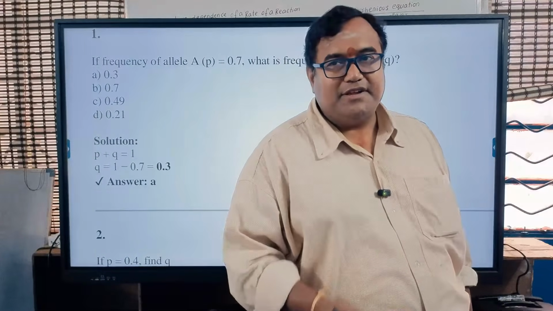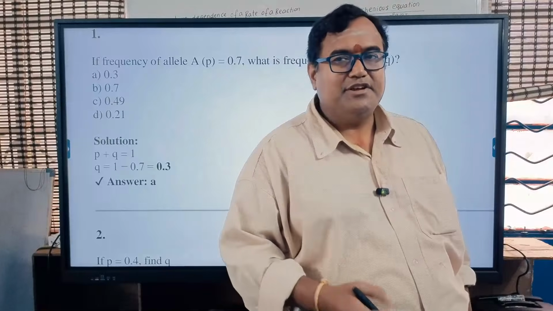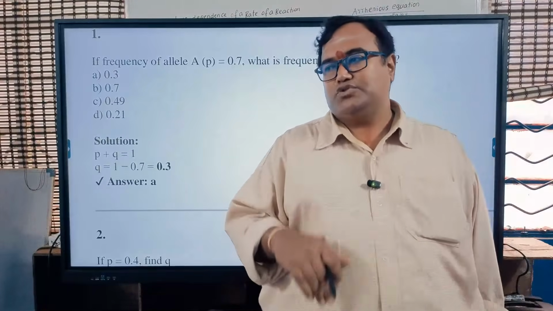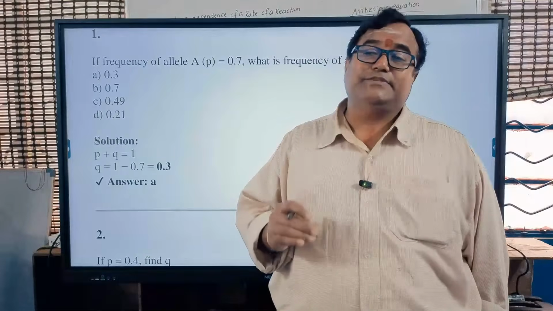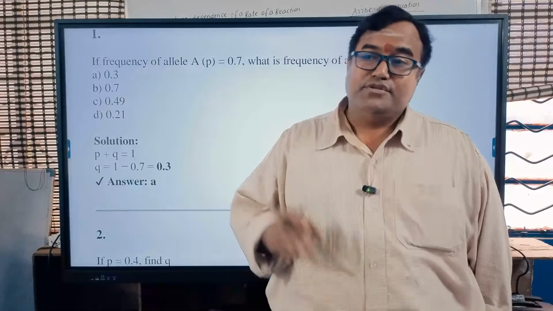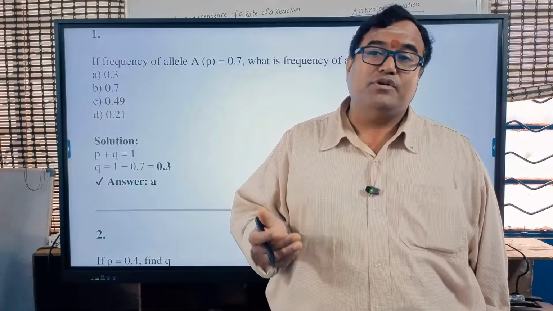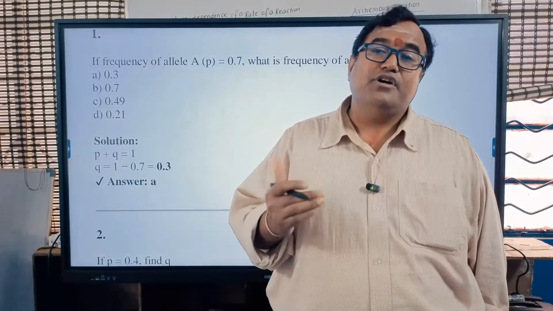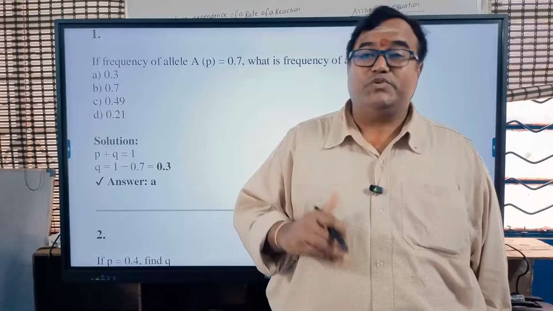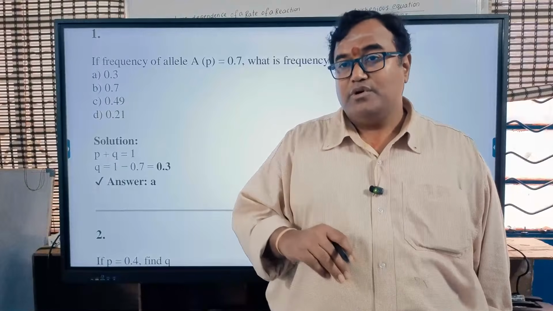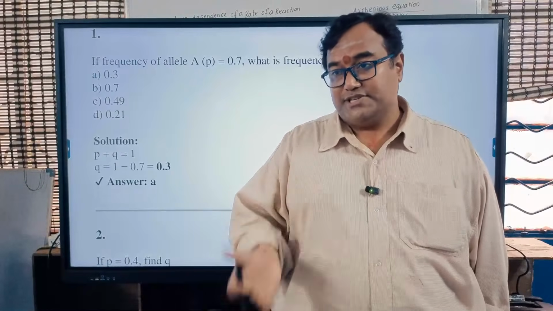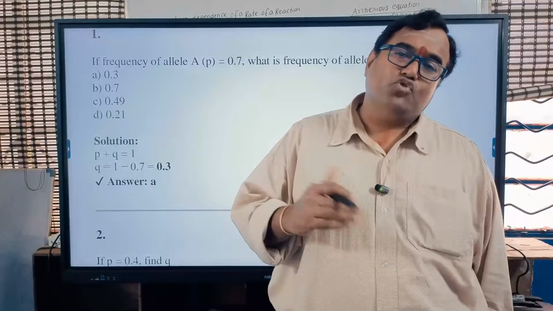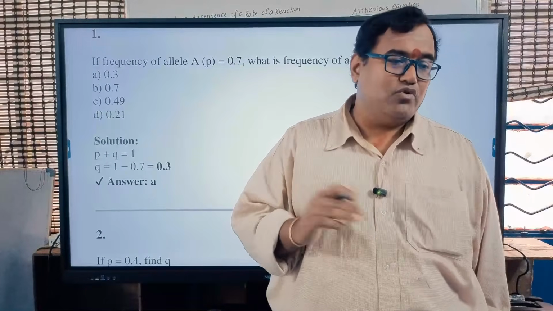What we studied in lower grades, the same thing is used as (p + q)² = p² + 2pq + q². The p² explains the dominant homozygous, q² explains the recessive homozygous, and 2pq represents the heterozygous condition. Q² is recessive homozygous, p² is dominant homozygous.